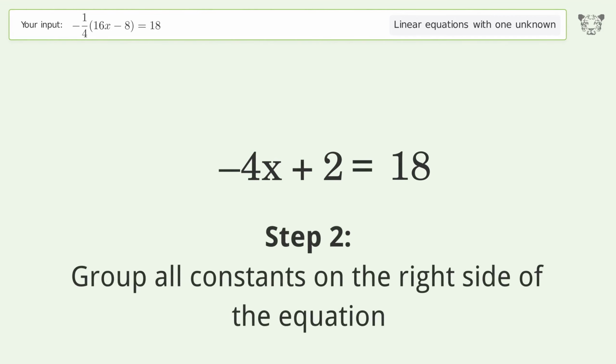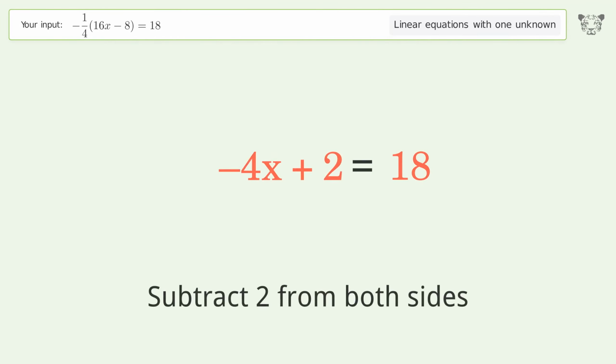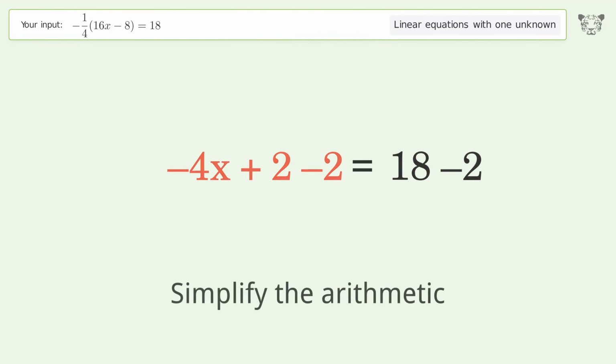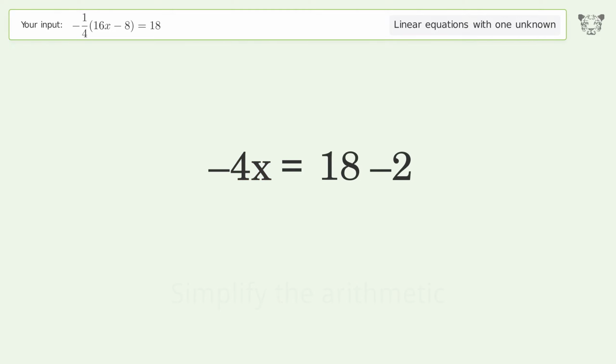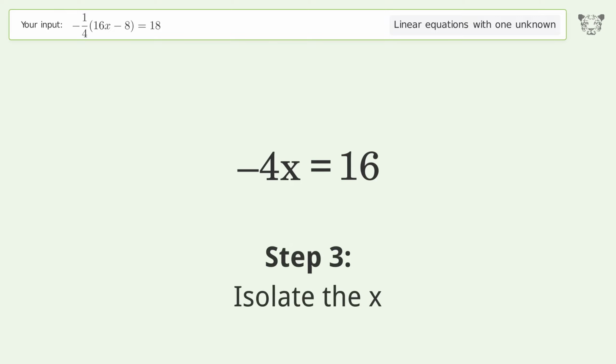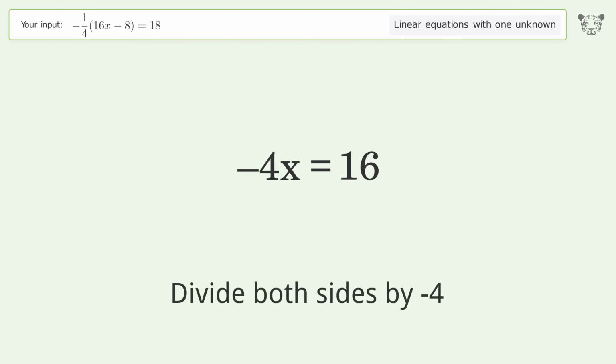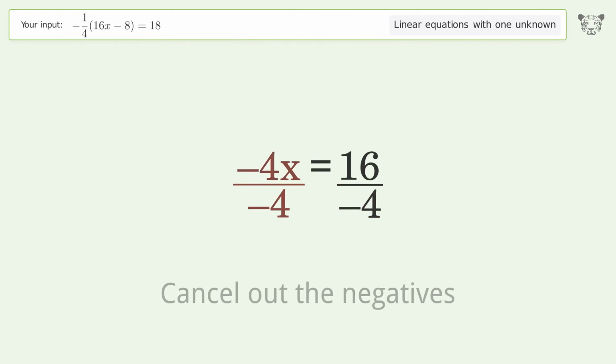Group all constants on the right side of the equation. Subtract 2 from both sides. Simplify the arithmetic. Isolate the x. Divide both sides by -4. Cancel out the negatives.